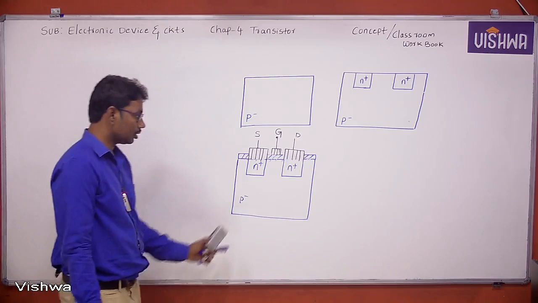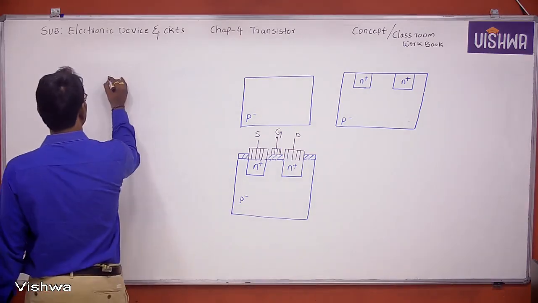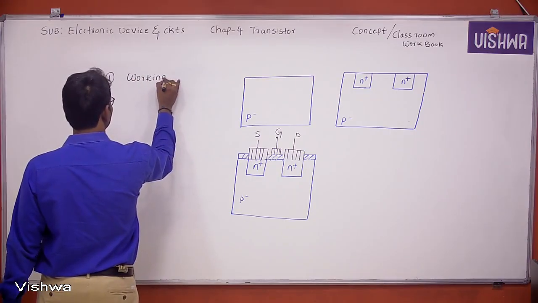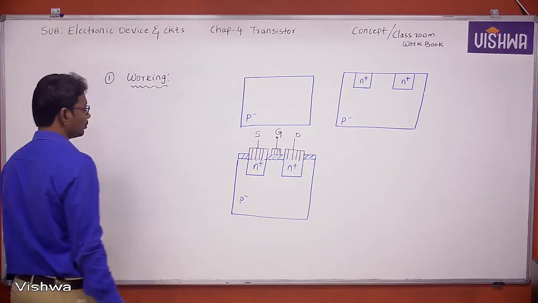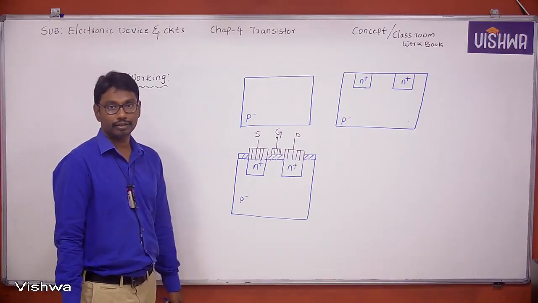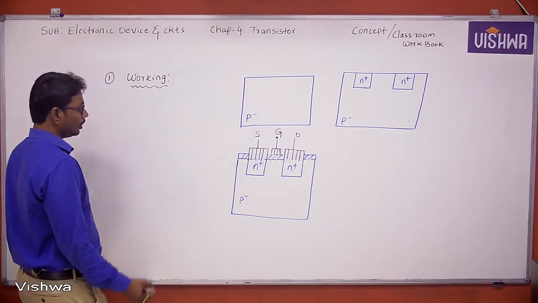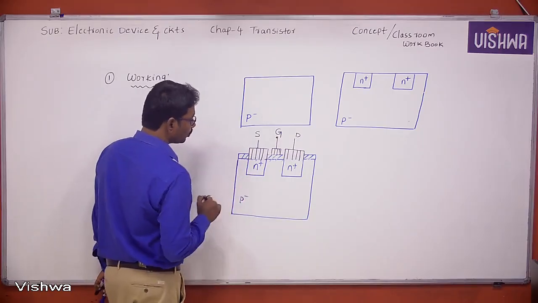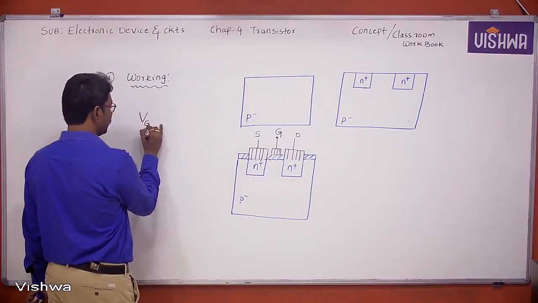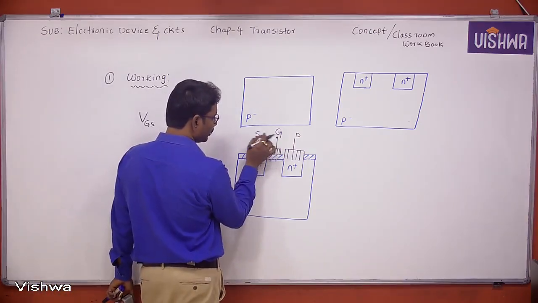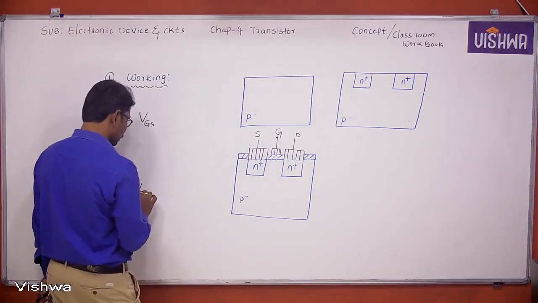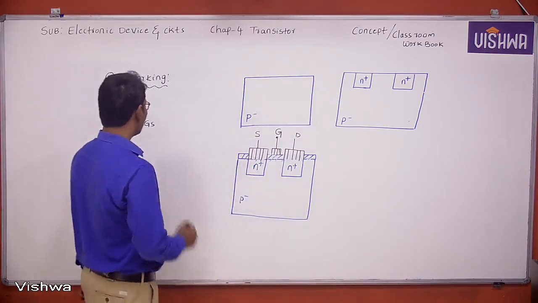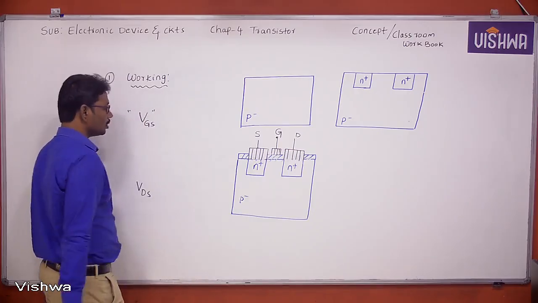After completion of construction, next we start the working or operation. Next topic is working. To explain the complete operation of the MOSFET, we require two voltages. One is VGS, which means the voltage between gate and source. Another one is VDS, which is nothing but the voltage between drain and source. The purpose of VGS is to create the channel.